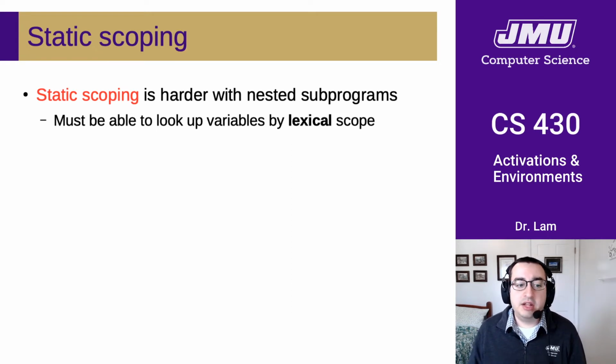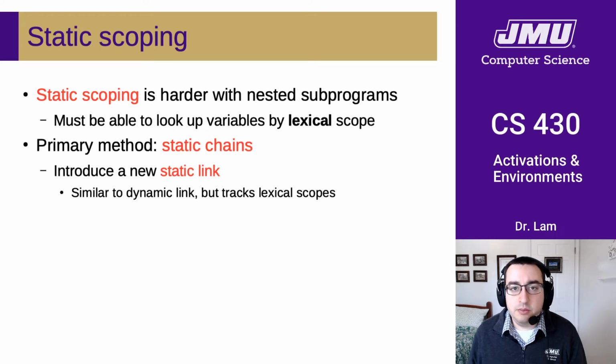However, static scoping gets a lot harder when you have nested subprograms, and you have to be able to look through more than two of these scopes in order to find a variable. And so typically the method of implementing this for languages that need it is something called a static chain. So rather than just keeping a dynamic chain of dynamic pointers like we saw, you also keep a static chain where you have a bunch of static links. And it's very similar to dynamic links, but it tracks the lexical scopes instead of the dynamic scopes.